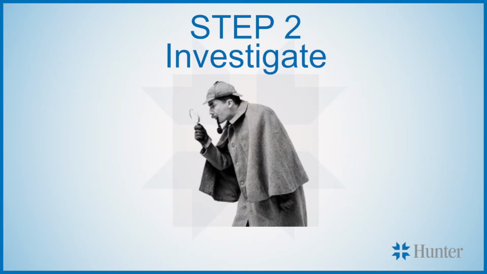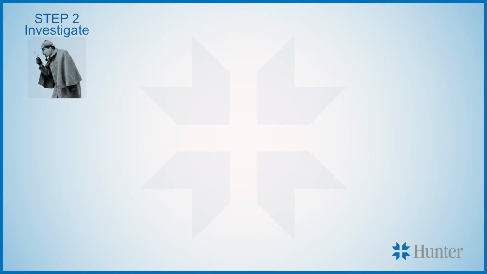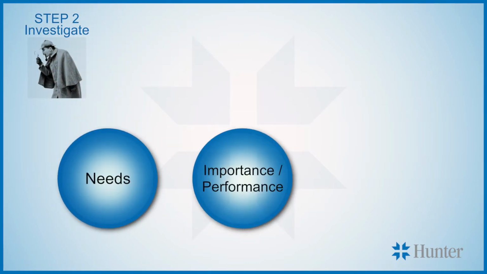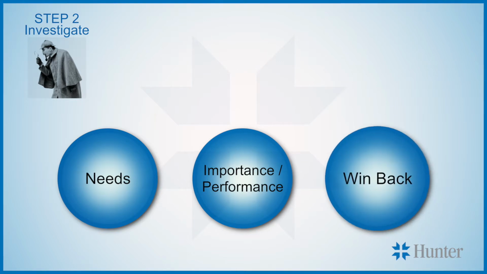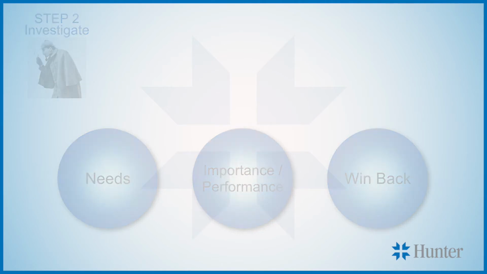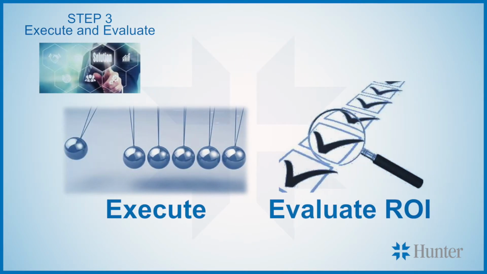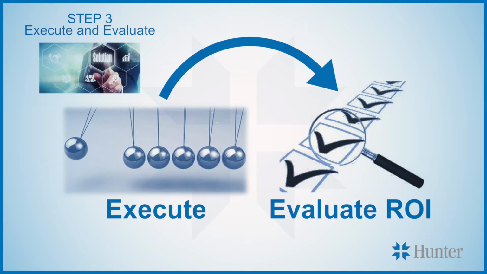Step 2, talk with defectors and those at risk. Listen. Do they believe you understand their needs? What is wrong with your performance in areas that are important to them? What will it take to win them back? Step 3, execute and evaluate. Measure the value of retaining 10% of your customers who historically you've lost. Invest in retention and measure that investment.